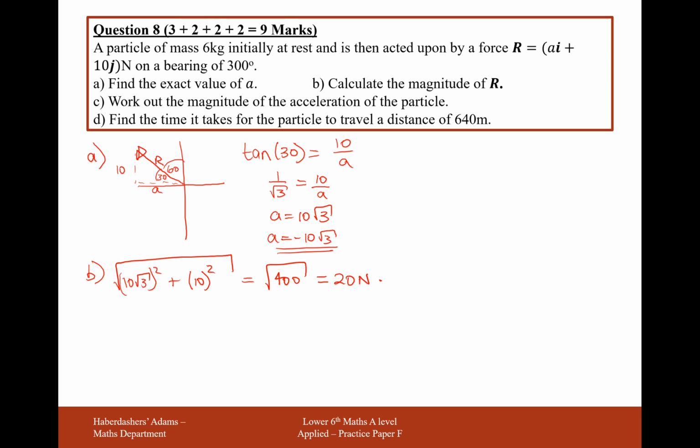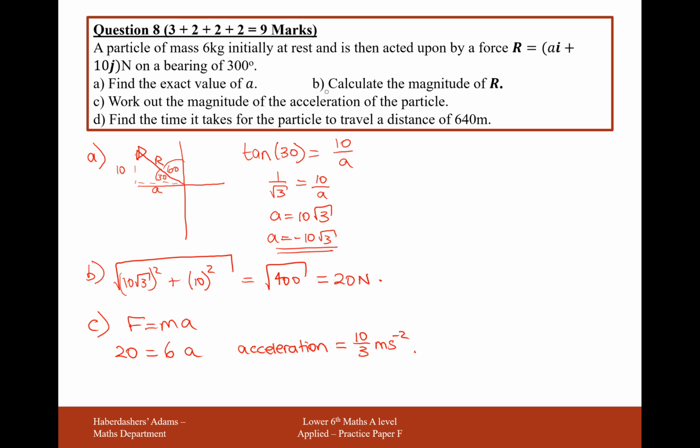Okay, part C, work out the magnitude of acceleration of this particle. So here we're going to use F equals ma, so the R force here was 20, the magnitude of the reaction, so 20 equals the mass, which is 6, times by acceleration a. Just so that we don't get confused between A for part A and acceleration, we're going to get 10 over 3 meters per second squared.